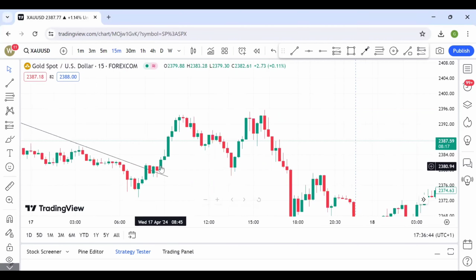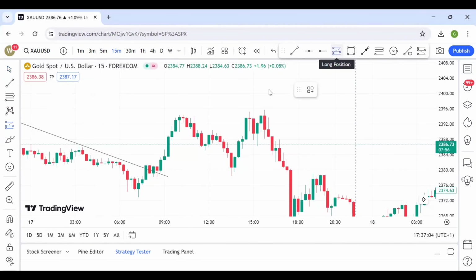So this gives you further confirmation that this hammer is valid. Therefore, you should open a long or buy position. Then place your stop loss below the low of this hammer. So let me find my long position too. This is what I'm explaining.